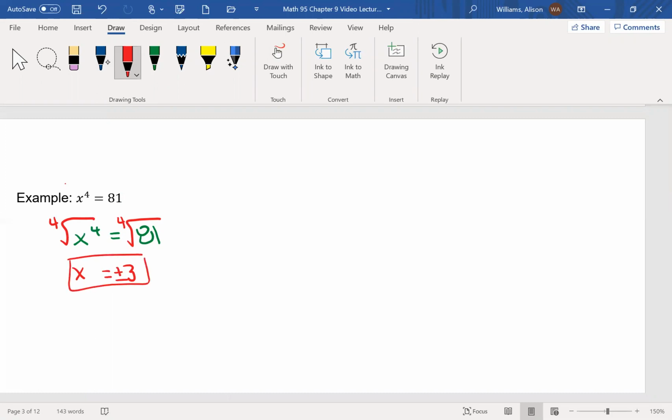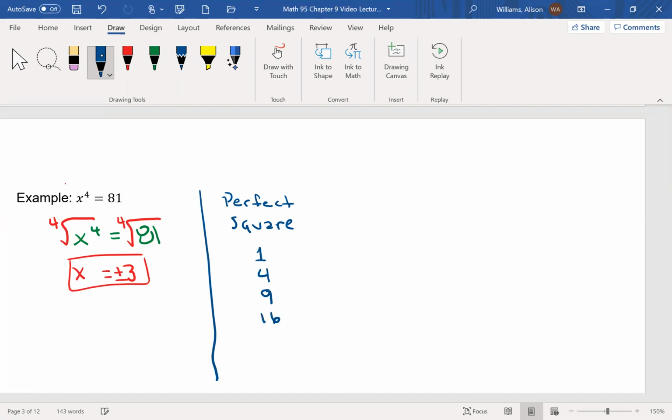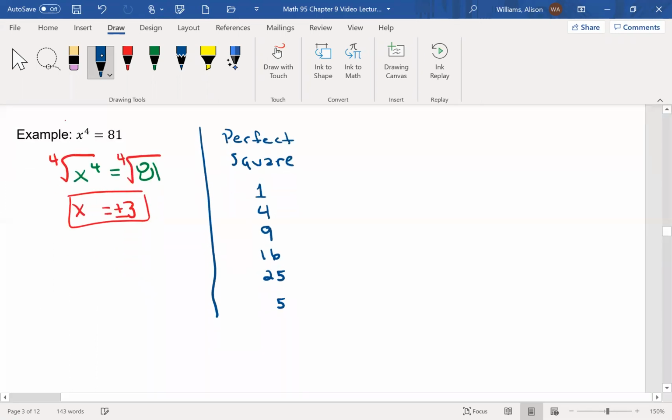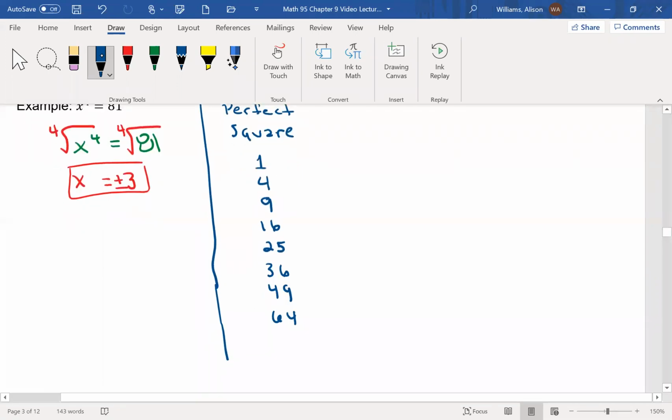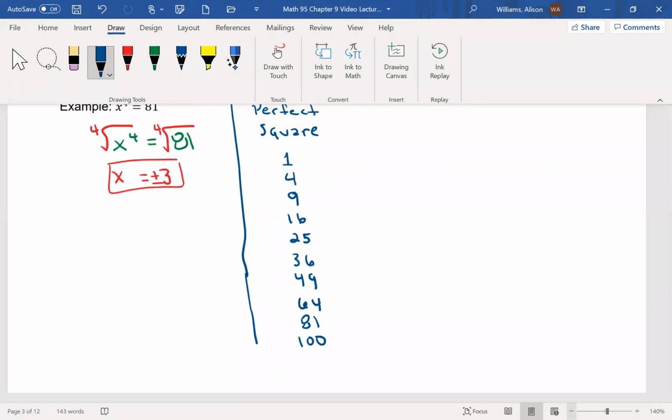Okay, so real quick, let's go through the perfect squares you're kind of expected to know. Most of us are very comfortable with the perfect squares. So 1 squared is 1, 2 squared is 4, 3 squared is 9, 4 squared is 16, 5 squared is 25, 6 squared is 36, 7 squared is 49, 8 squared is 64, 9 squared is 81, 10 squared is 100, which gave you the answer. But I do expect you to know beyond that. You guys should know more.